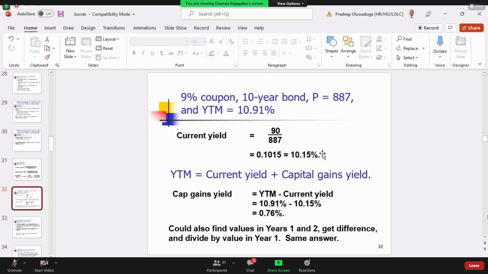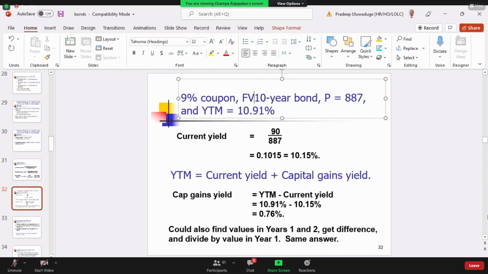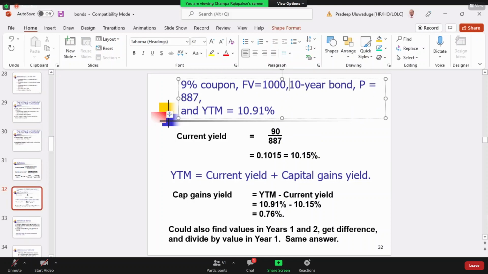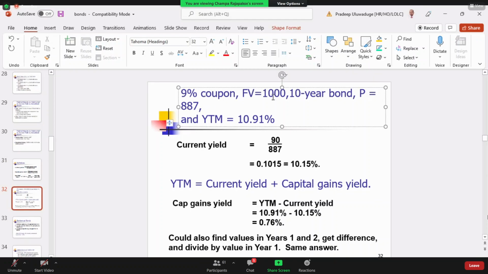Yes. Madam, can you tell us again, how did you take that 90 rupees? Sorry, one piece of information is not specifically stated here. That is face value equals 1,000. We took the same example as earlier. So always interest or the coupon is calculated on face value. 9% coupon on 1,000 rupees face value, that is, annual coupon will be 9% of 1,000, which is 90. That is how we took the 90. Understand? Yes, madam. Okay. So 10.15 is the current yield.